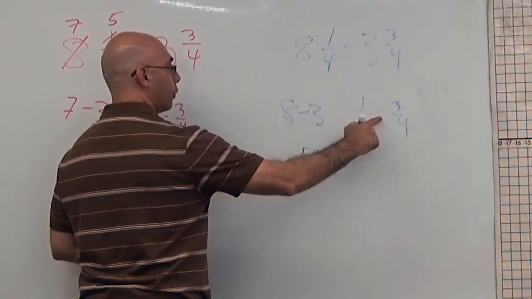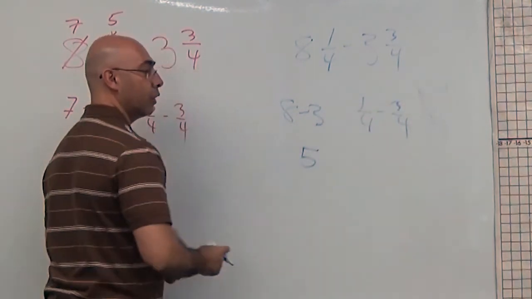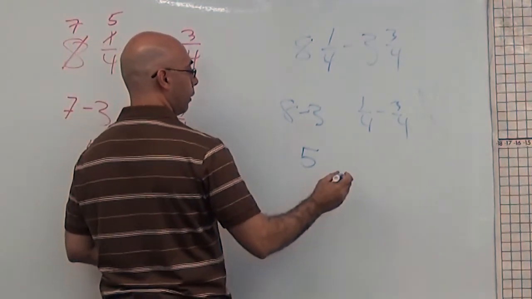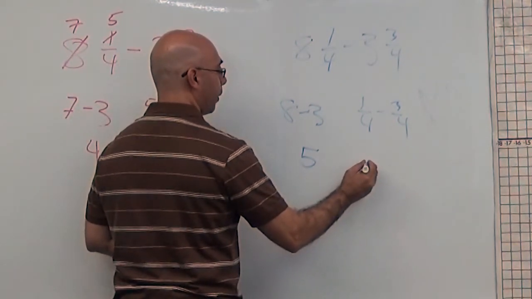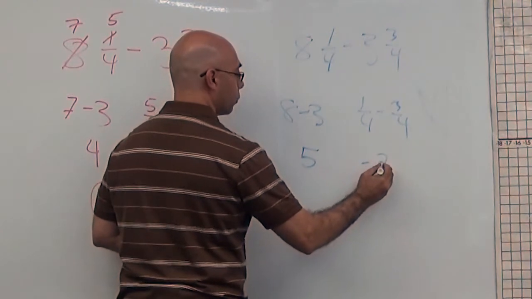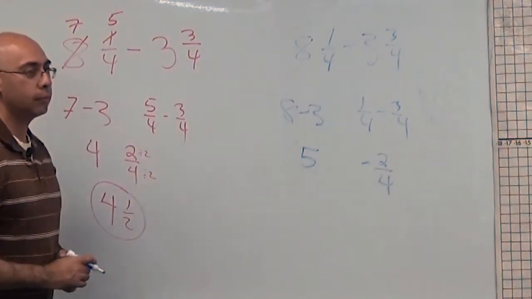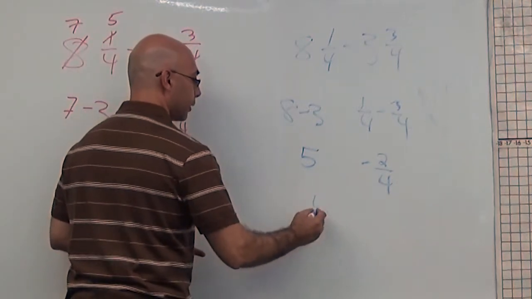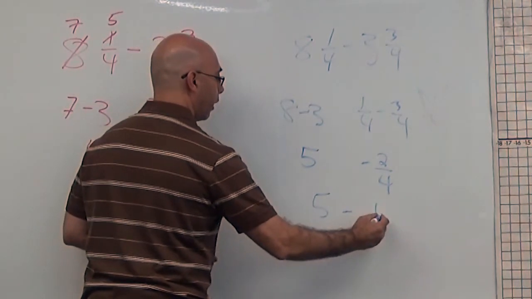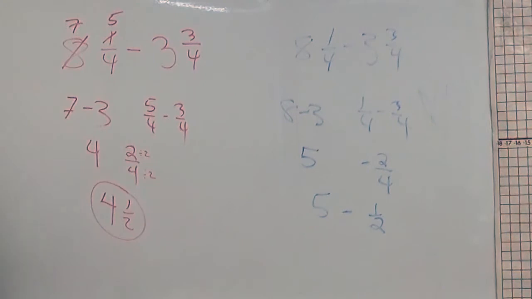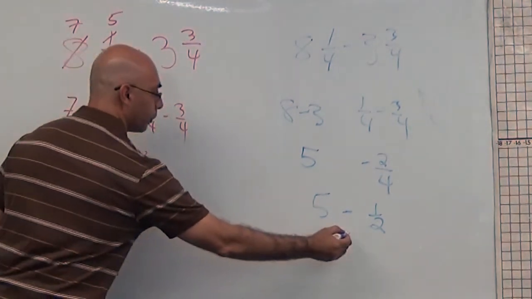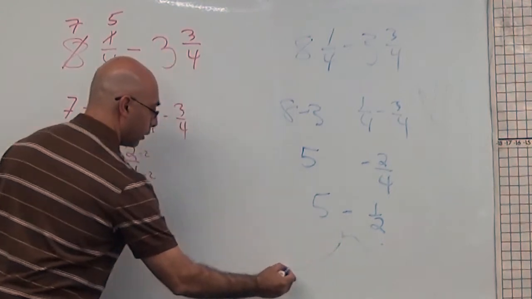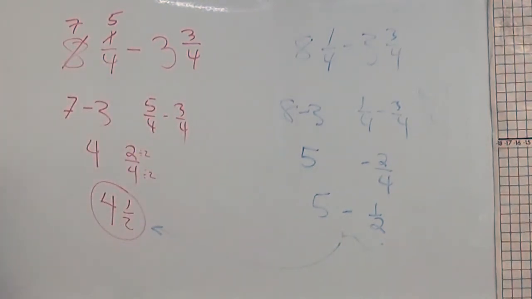If you have $1 and you owe somebody $3, what do you end up with? Negative $2. You end up with negative 2 over 4. And you can simplify that, correct? So it's like saying 5 minus 1/2. What's 5 minus 1/2? Your final answer will be 4.5. That's another way you can do that.